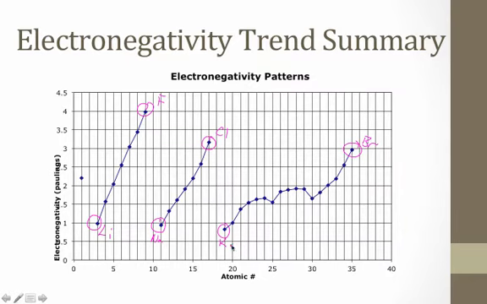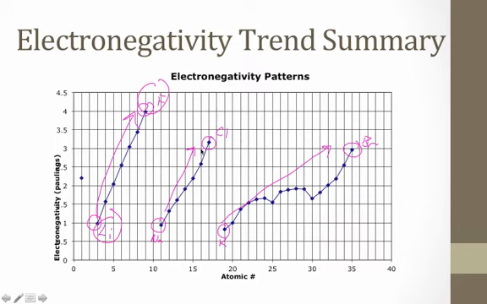These elements constitute elements on the left side, and fluorine, chlorine, and bromine constitute elements on the right side. We can see as we go across the periodic table, in all cases we have a general upward slope, telling us that electronegativity gets bigger as we go from the left to the right of our periodic table.